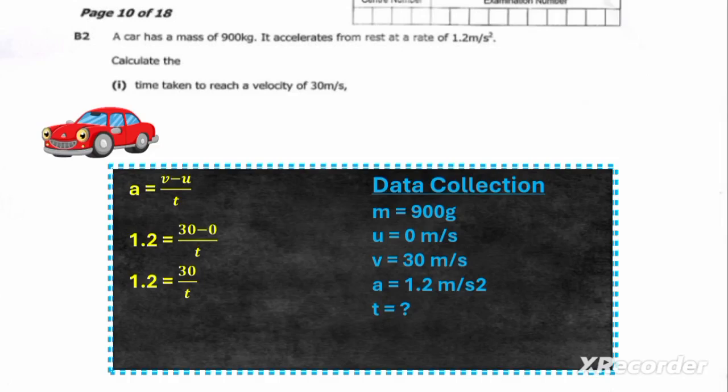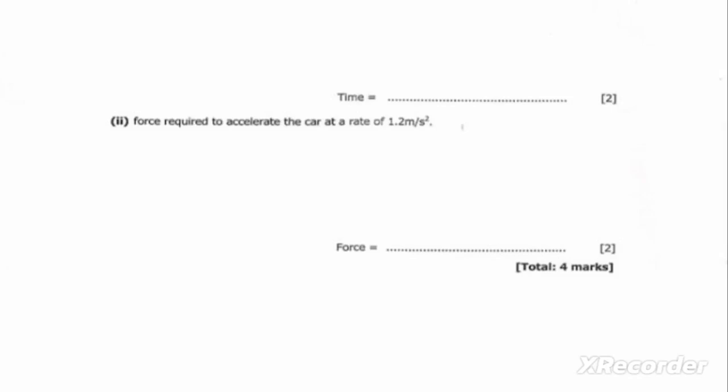1.2 is equal to 30 divided by time. We do a cross multiplication, we are going to get time equal to 30 divided by 1.2. Then we are going to get time, which is 25 seconds. So therefore, our answer here is 25 seconds. So the time it took for this automobile to reach the velocity of 30 meters per second is 25 seconds. We are done with this question. Let us move to the next question.